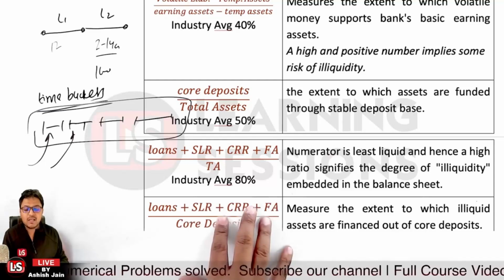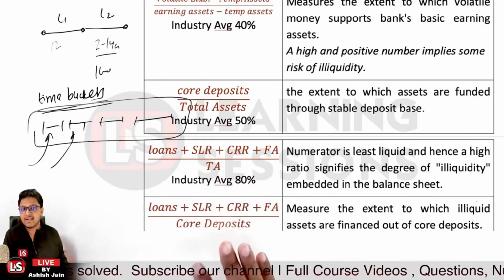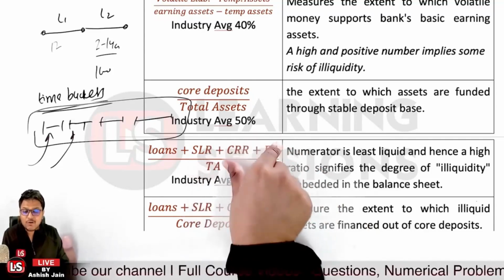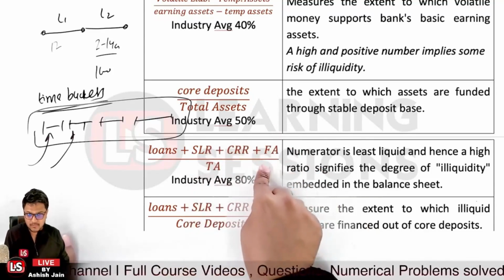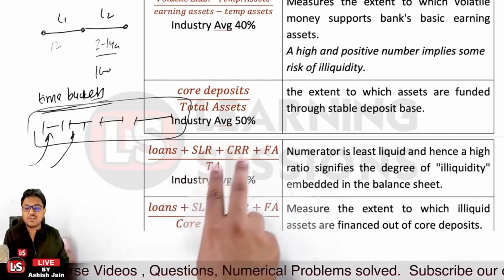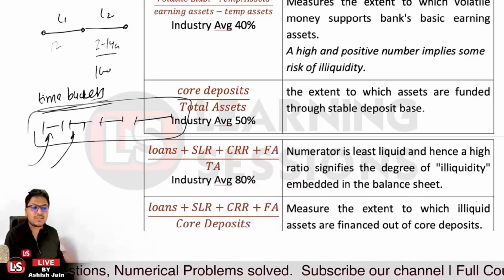Okay, and what does it particularly signify? It signifies the degree of illiquidity embedded in the total deposits, that is, the total illiquid assets out of the total assets on the balance sheet. So that's the ratio related to it, and the industry average for this ratio is 80%.